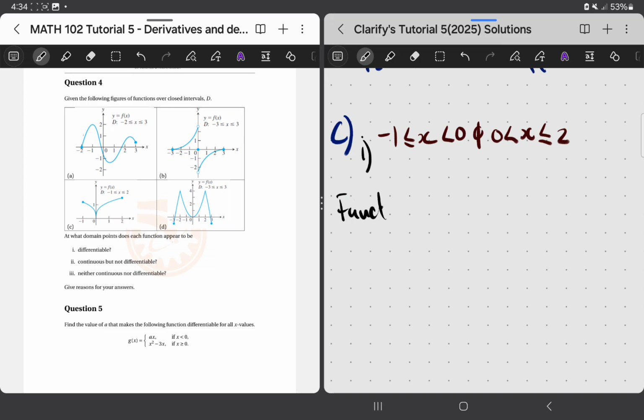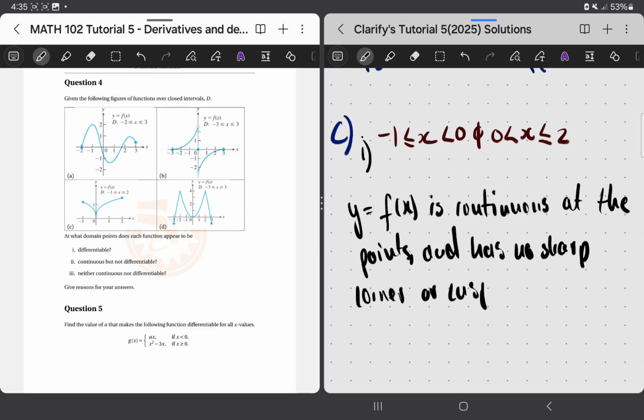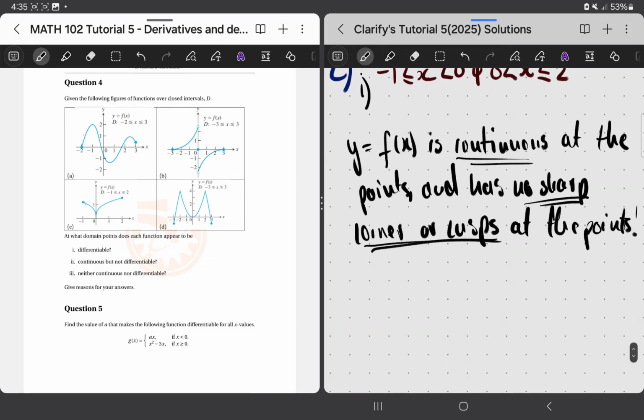It just means the function is continuous at the points and has no sharp corners or cusps at the points which we have included in the interval. It is continuous all the way from here to the x. We are not counting this, and it is also continuous all this way. But exactly here we have a cusp, so it won't be differentiable. So remember, for it to be differentiable, one, it must be continuous, and two, it should have no sharp corner or cusp.